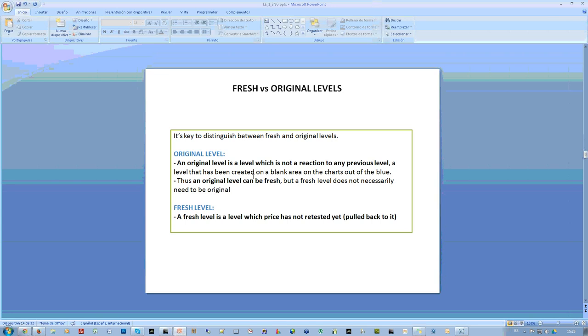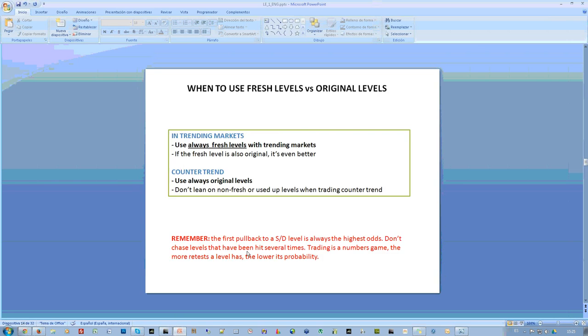Thus, an original level can be fresh, that is untested, but a fresh level does not necessarily need to be original, because that level can be a reaction to another one. And a fresh level is a level which price has not retested yet, but it doesn't necessarily need to be original. So we will describe that on a price chart now.